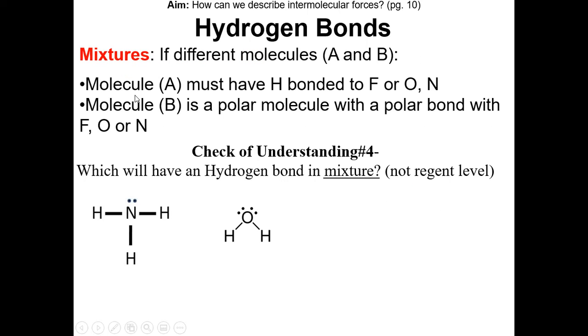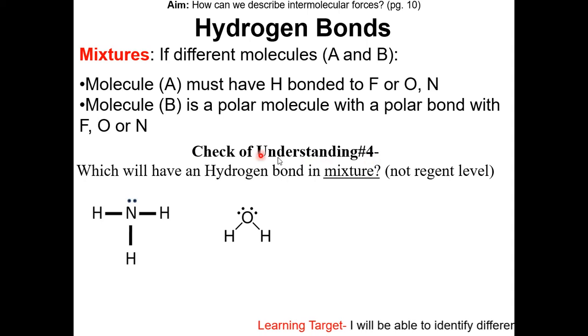In the next scenario, we are going to determine if there's a hydrogen bond in the mixture. So typically the regents will not ask you this. In your mixture, you have two different molecules, A and B. A and B must fit these criteria. Molecule A must have a hydrogen bonded to F or N, and molecule B is a polar molecule with a polar bond with F or N.